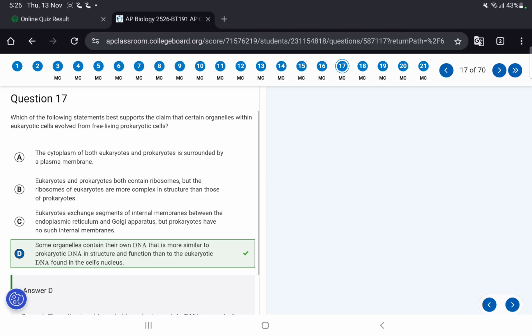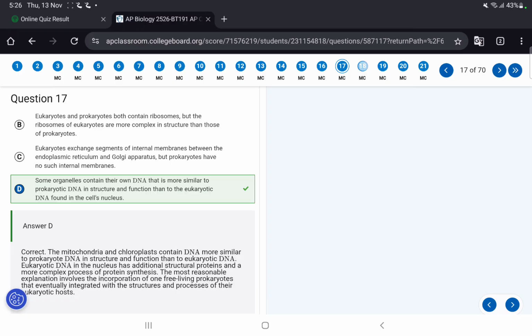Which of the following statements best supports the claim that certain organelles within eukaryotic cells evolved from free-living prokaryotic cells? Endosymbiotic theory. What's the thing that backs this up? Some organelles contain their own DNA, like mitochondria and the chloroplast. They have their own DNA. That DNA is similar to the DNA found in prokaryotes, similar in structure and in function. They say that a cell engulfed another cell, and they made up the endosymbiotic theory.